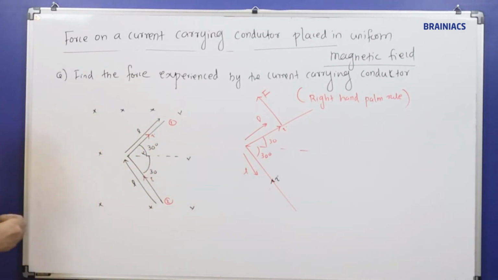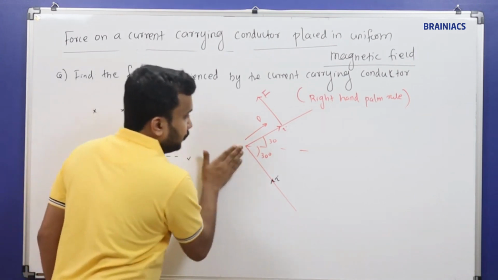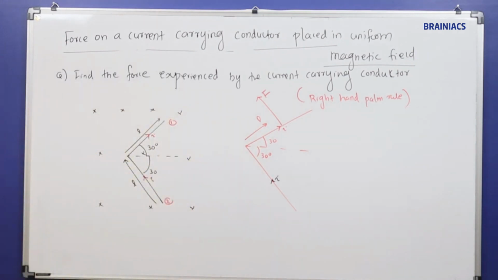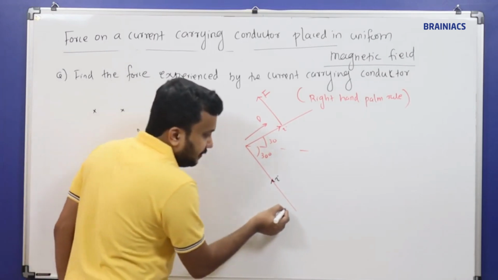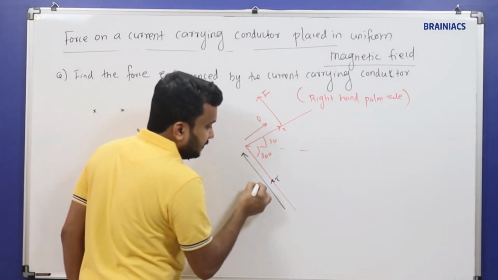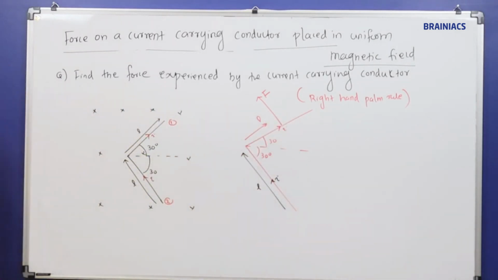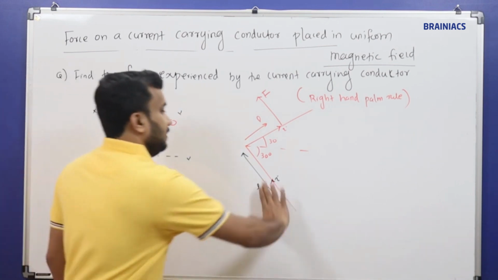This is the direction of current. So currents are coming like this one. So the length vector is also in the direction of current. You can take the length vector in the same direction of current. This is L and this is L. Now we are going to see what is the direction of the force given by the second conductor. This is the second conductor, right?